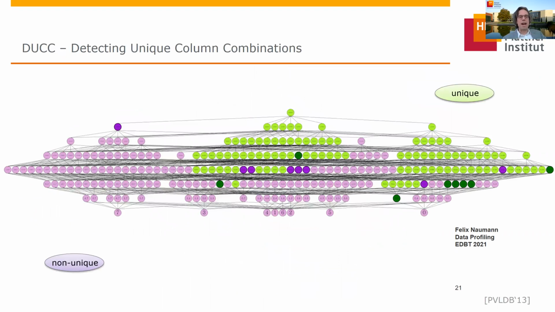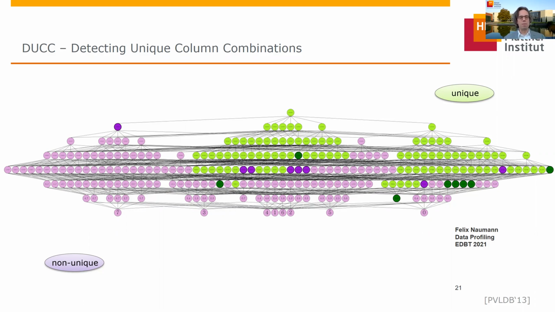Again, this is the same kind of lattice. By the way, this is the TPC-H line item table. And we've also here marked the non-uniques and uniques, so you can see they're all over the place. And this particular algorithm does not go through the effort of going level by level by level. You can see there's a lot of work to be done until we hit the first uniques.